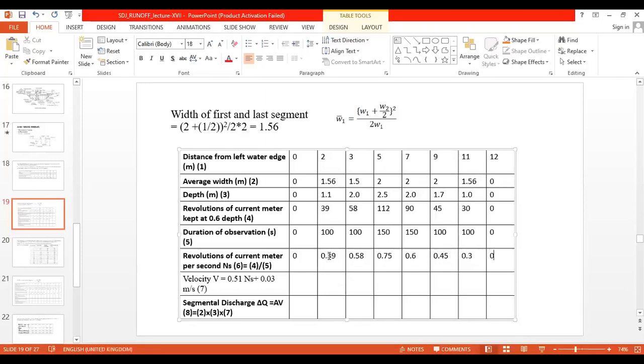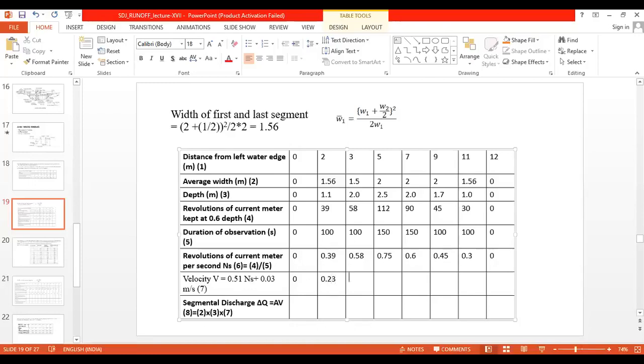Now use these values of n_s in this equation. So first will be 0 as it is, second will be 0.51 into n_s, that is 0.39, plus 0.03, that is equal to 0.2289. We'll consider 0.23, two digits we go for.